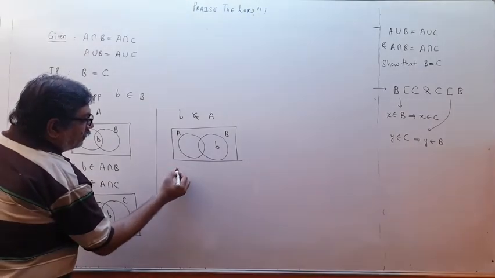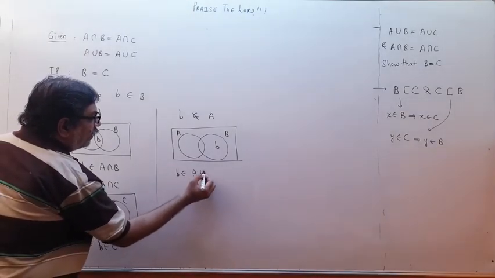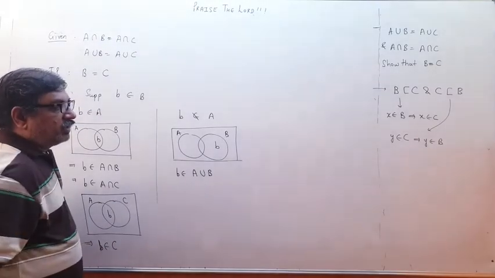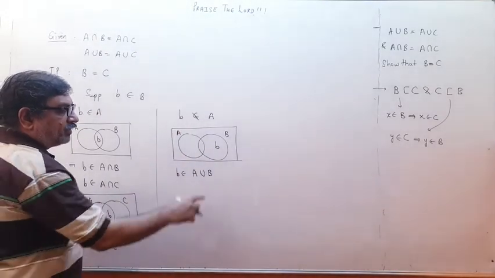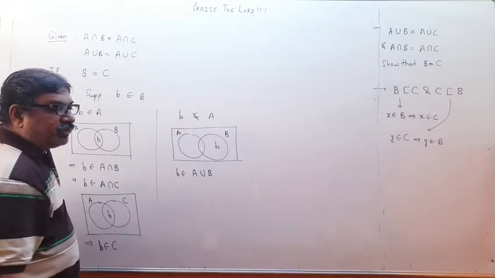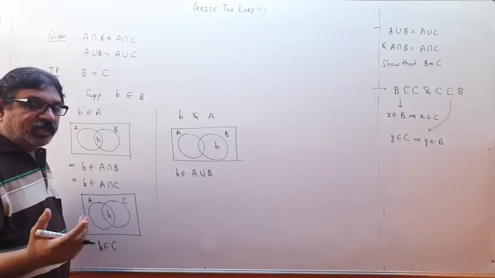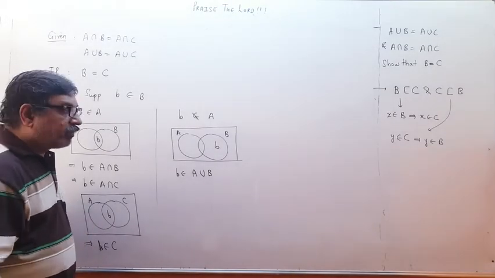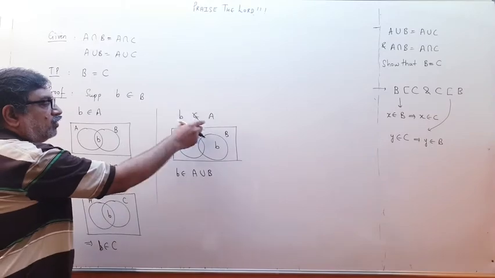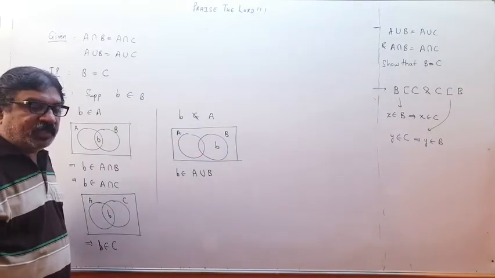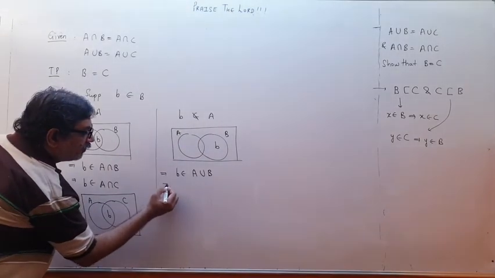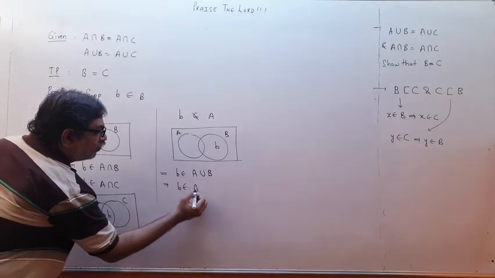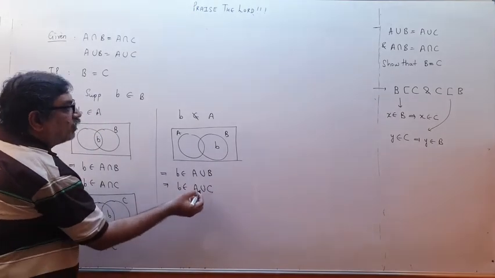So that means x belongs to at least A union B, that we know. It is not present in A, it is present over here, but it is present in A union B. For union, it should be present at least in one set. It is present in B, so in A and B, if we unite, it will be there. So this means x also belongs to A union C, because these two sets are equal, given to me.